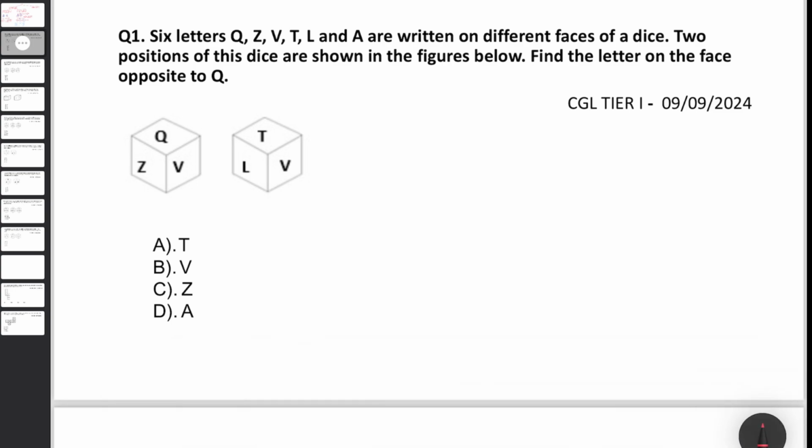The first question says that 6 letters Q, Z, V, T, L, and A are written on different faces of a dice. Two positions of this dice are shown in the figure below. Find the letter on the face opposite to Q. So here, V is here, V is here. So that means one similar face. What we have just discussed is that for one similar face, we need to see the clockwise direction.